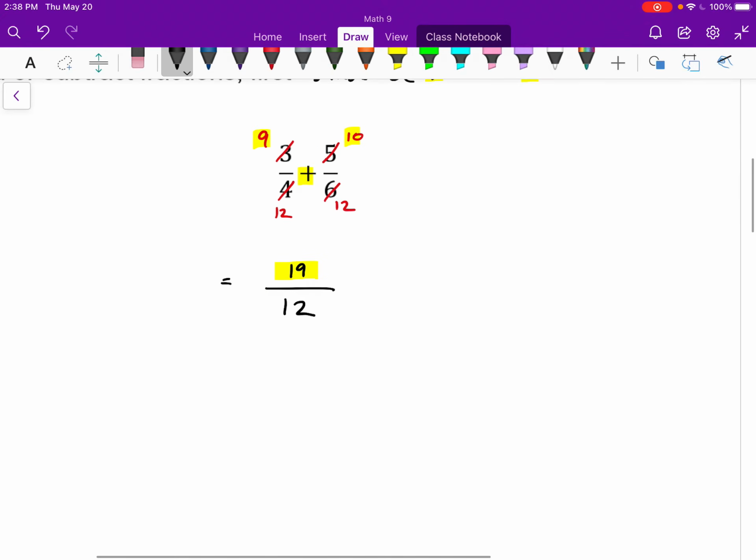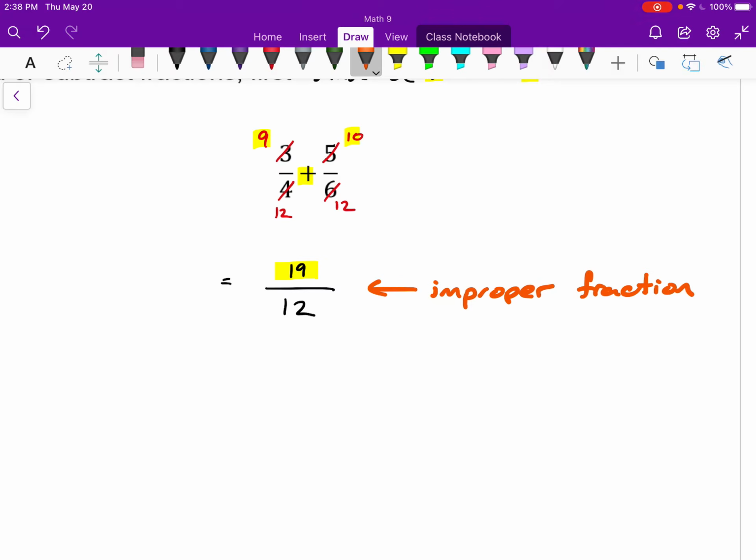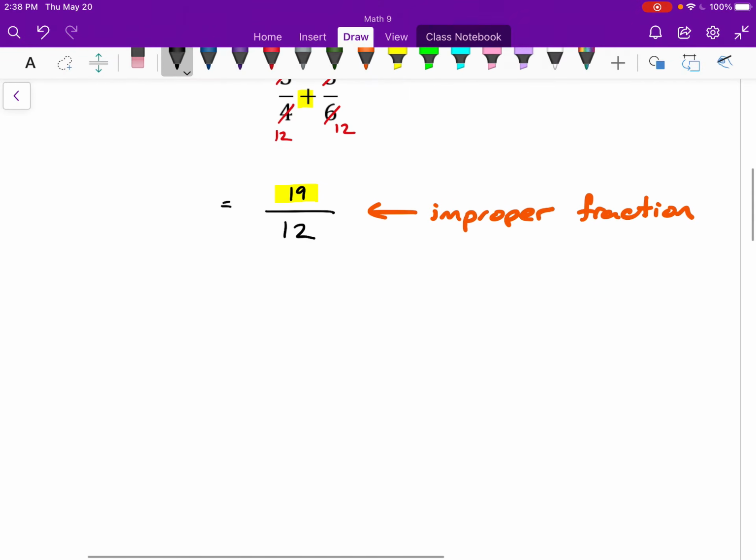Now this answer here is great, but it's called an improper fraction. Nothing really wrong with it. Don't get thrown off by the word improper. It's not wrong. It's just a little bit tough to visualize, 19/12. And in general, we're encouraged at this level to change it to a proper fraction, or a mixed number, I really should say. And so 19 is bigger than 12, which means this number is more than one whole. And so it's a little bit easier to visualize if we take out any whole values. So 12 goes in the 19 one whole time.